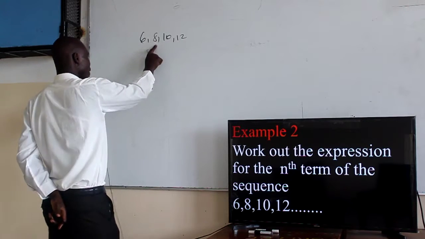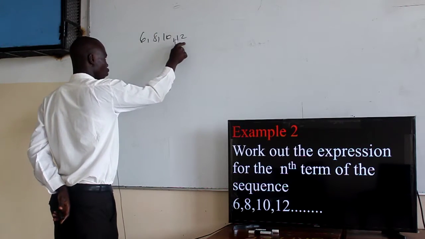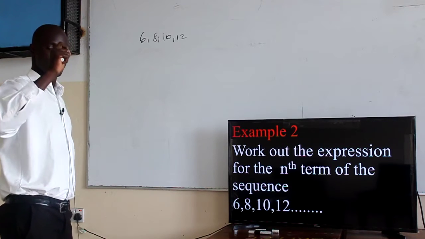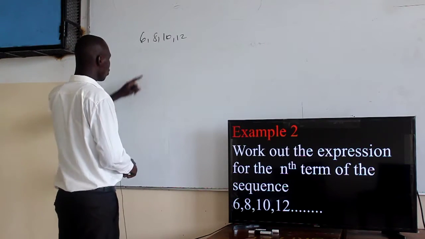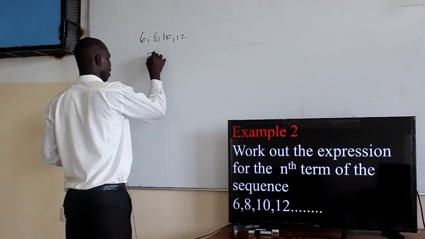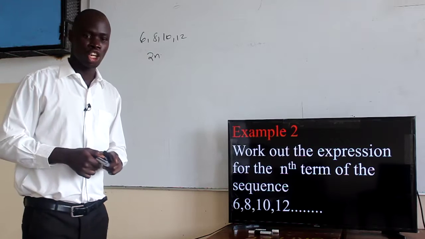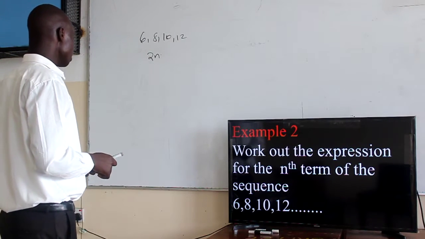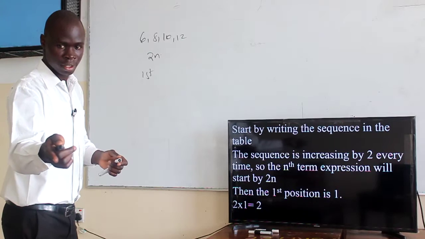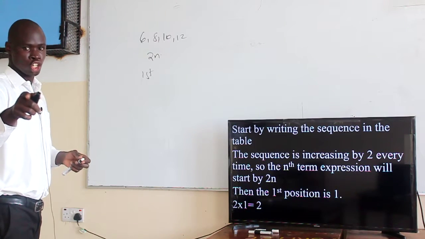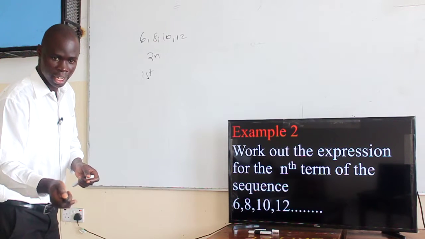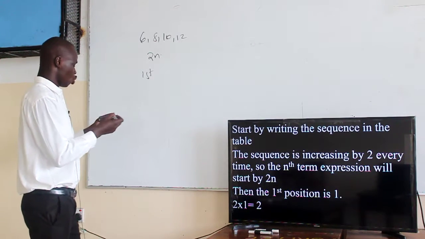You take the second number minus the first number, second minus first. When the answer you get is positive, then n becomes positive. When, for example, you get it to be negative, I'm going to show you that. So the difference is 2, so we are going to begin with 2n. Our first term here is 6.